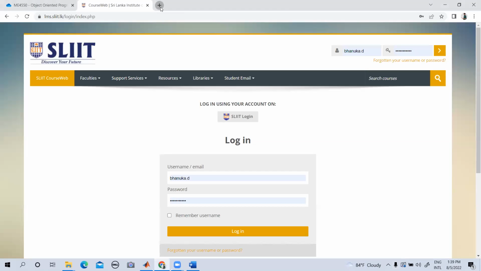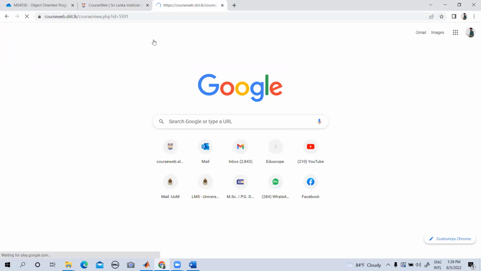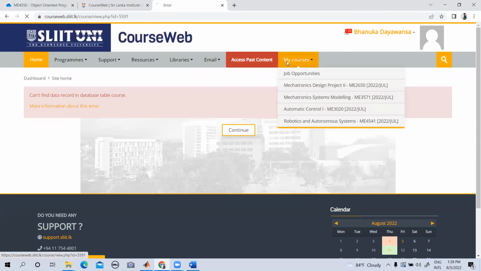Yeah, so welcome to Mechatronic systems modeling. This is the first lab, so I will just give a basic introduction to the module, right?